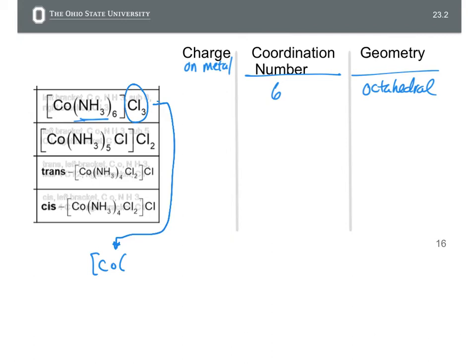Since we're removing 3 of those, what should be the charge on the complex? +3, right? Because when you have the chlorides associated there, the charge is neutral. Take away 3-, you need to have +3 for the complex ion. But I'm just interested in the charge on the metal center itself.